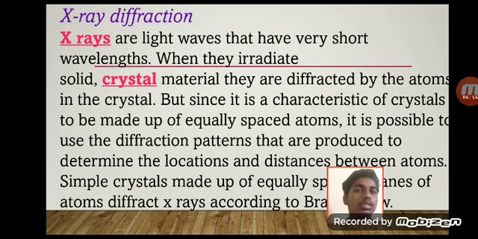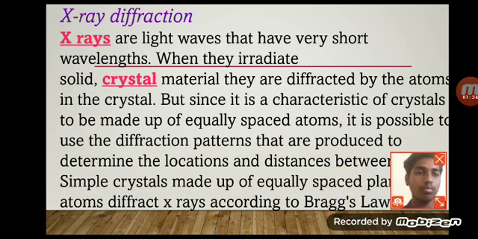X-ray diffraction. X-rays are light waves that have very short wavelengths. When they irradiate solid crystal material, they are diffracted by the atoms in the crystal, but since it is a characteristic of crystals to be made up of equally spaced atoms, it is possible to use the diffraction patterns that are produced to determine the locations and distances between atoms. Simple crystals made up of equally spaced atoms diffract X-rays according to Bragg's law.